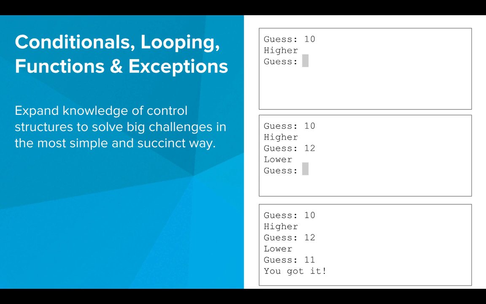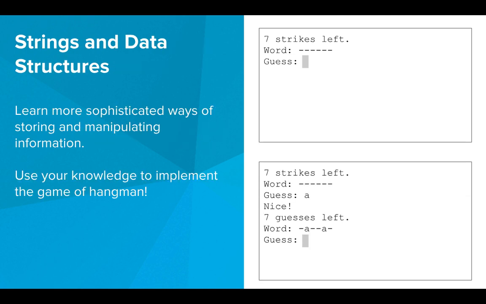and succinct way. In the next few modules, you will learn more sophisticated ways of storing and manipulating information, in particular text. Then you'll use your knowledge to build the classic game of Hangman. So if you've ever been caught playing Hangman with your friends during class, now you can claim that you were actually working on your assignment.